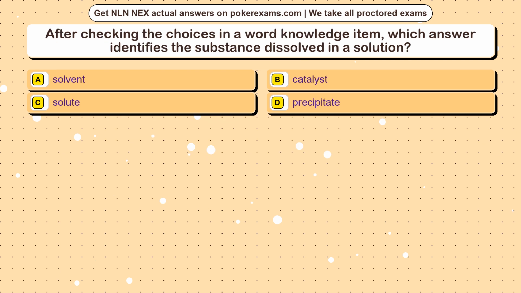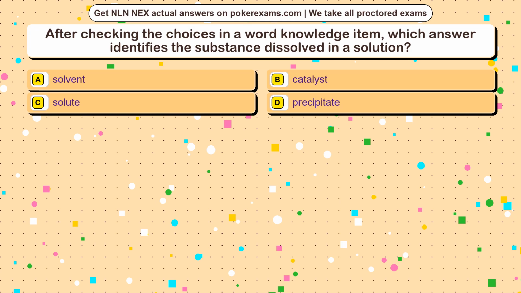Question 3. After checking the choices in a word knowledge item, which answer identifies the substance dissolved in a solution? Option A, solvent. Option B, catalyst. Option C, solute. Option D, precipitate.